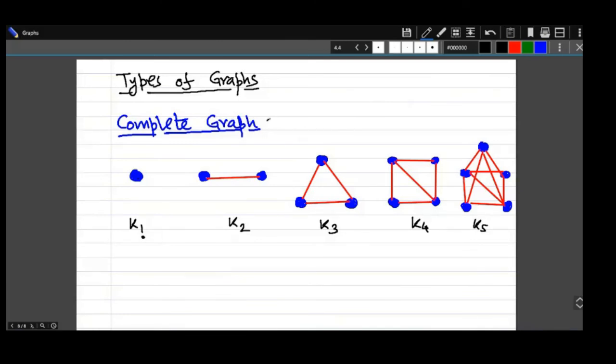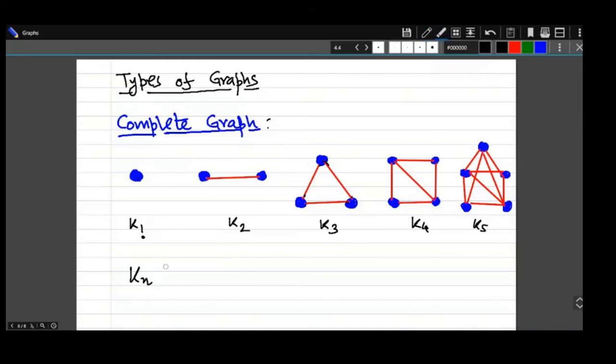So what do you mean by the complete graph? In a complete graph of n vertices, n can be anything, the graph contains exactly one edge between a pair of vertices. So here you have exactly one edge between each pair of vertices, and all of them are connected with each other. Okay, so this is connected to this, and this is connected to this. So the complete graph of n vertices, denoted by Kn, is said to be complete if there exists one edge between each pair of distinct vertices.